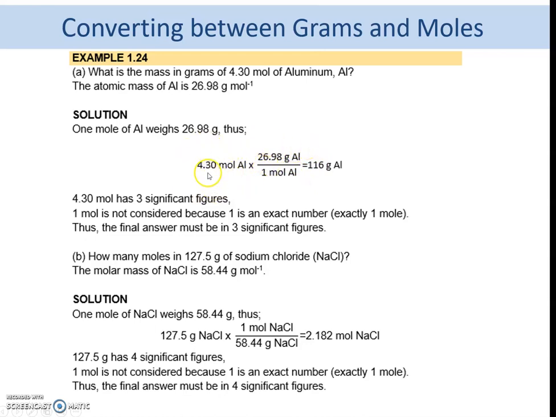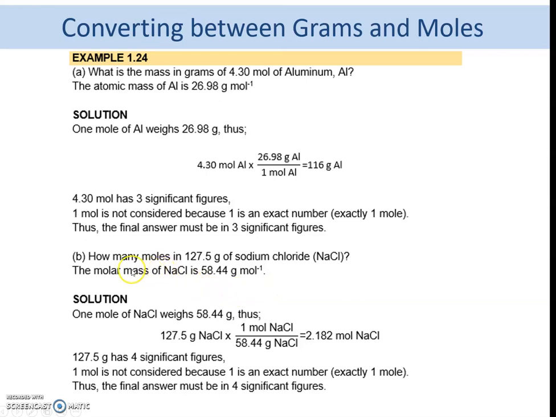So we consider 4.30 mole because this is a measured value. So that's why your final answer must be in 3 significant figures, which is 116 gram of aluminium. Please never forget to insert the unit at the end of the calculation.